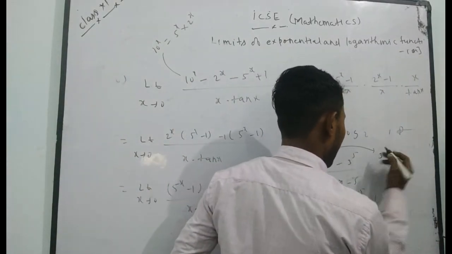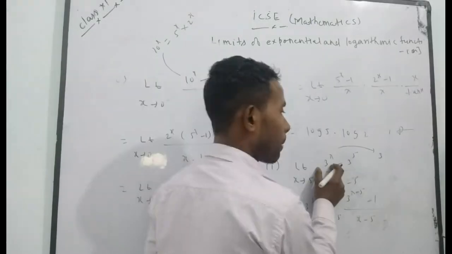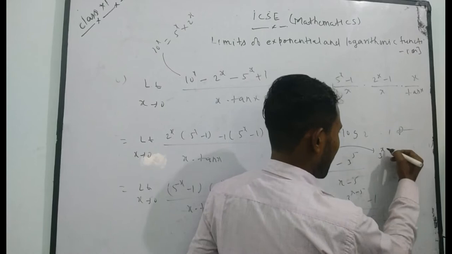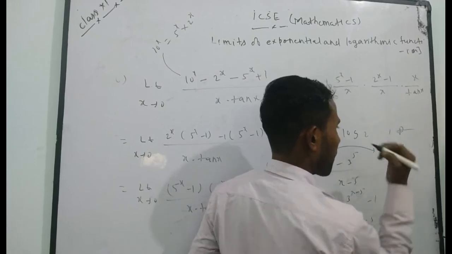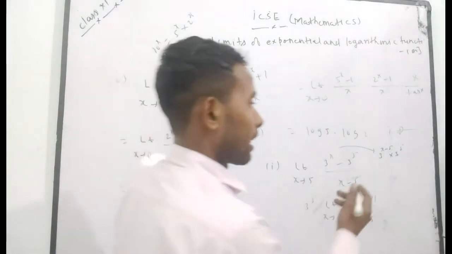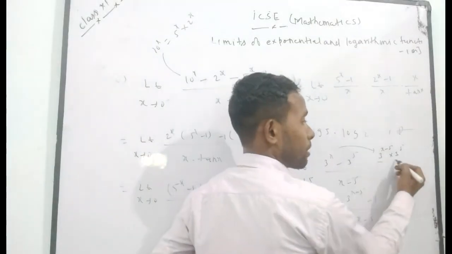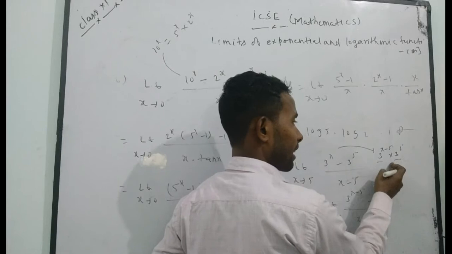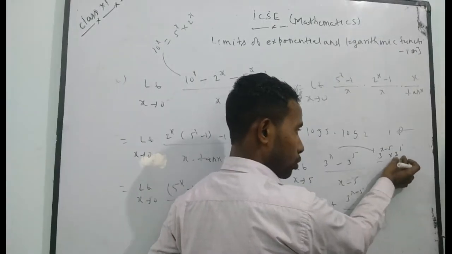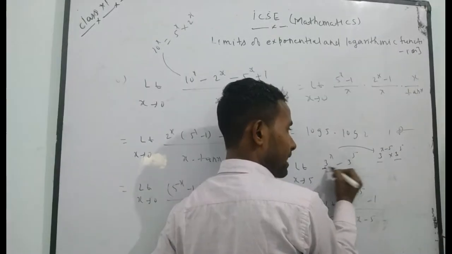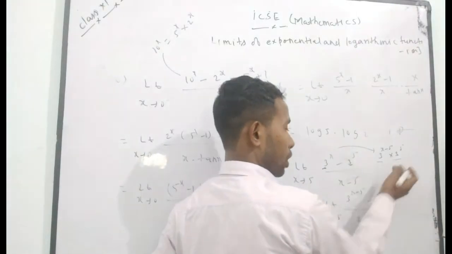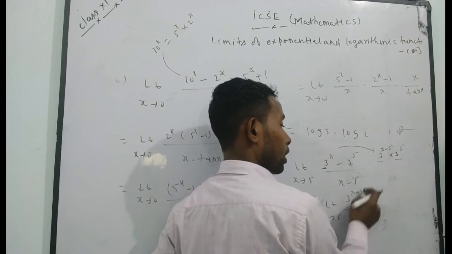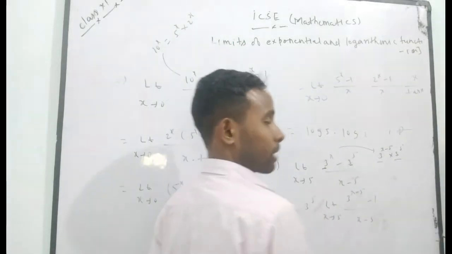Can you write 3 to the power x as 3 to the power x minus 5 into 3 to the power 5? Because if there is a base same, if you add its power, it becomes 3 to the power x. So I have taken it right here, and here I have taken 3 to the power 5 common from this term and this term. Then you get 3 to the power 5 into the limit as x tends to 5 of 3 to the power x minus 5 divided by x minus 5.